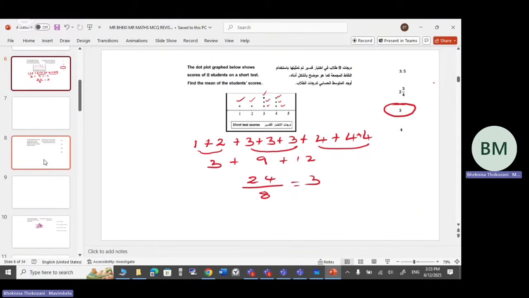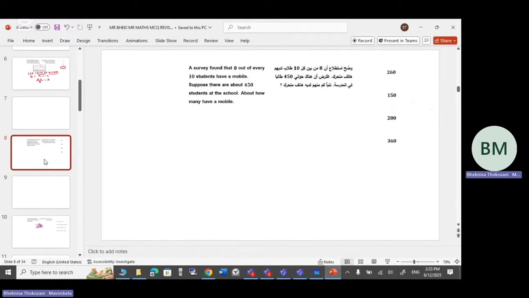Now, let's look at this question here. Okay, this one says a survey found that 8 out of 10 students have a mobile. Suppose there are about 450 students at the school. How many have a mobile?